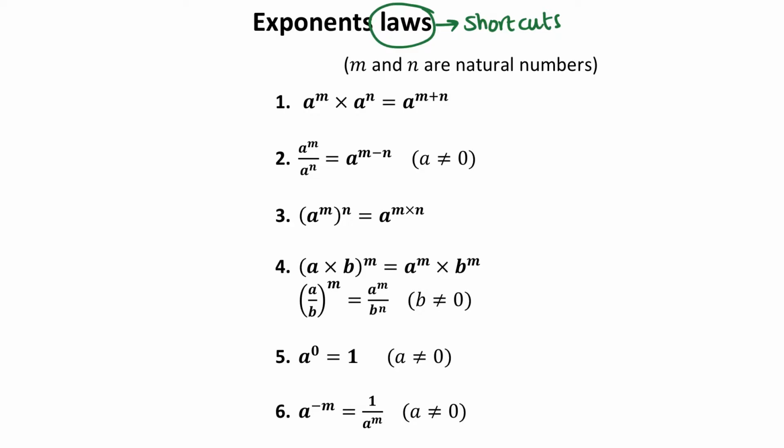So firstly, I've just written here M and N are natural numbers. A natural number will be a whole number starting at 1, and you've got no fractions, no decimals, no negative numbers. So for all of these questions I've got, my exponents are going to be natural numbers. So the laws, number 1, if I'm multiplying 2 powers with the same base, I keep the base and add the exponents. Number 2, if I'm dividing 2 values with the same base, I subtract the exponents.